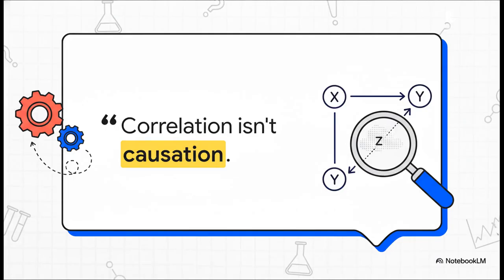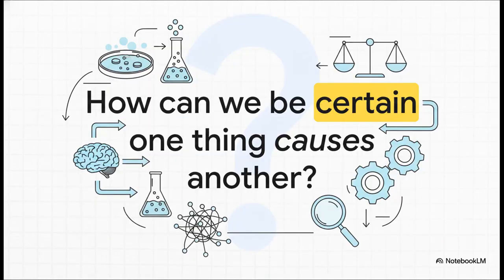You've probably heard this phrase a million times, right? And for good reason. It's a crucial reminder that just because two things happen together doesn't mean one made the other one happen. It could just be a coincidence, or maybe some other hidden factors pulling the strings on both. So, okay, if just observing a connection isn't enough, what do we do? How do we get past "these things seem related" to "this thing definitively causes that thing"?